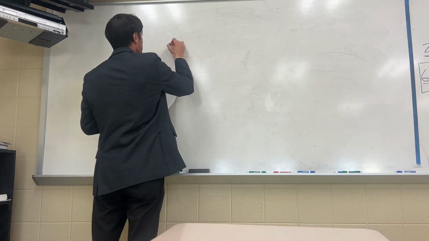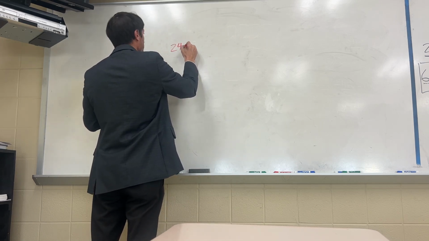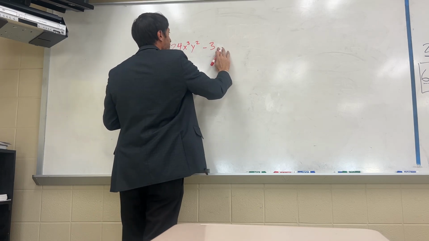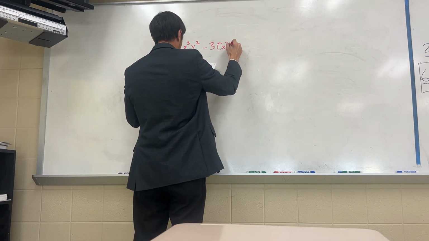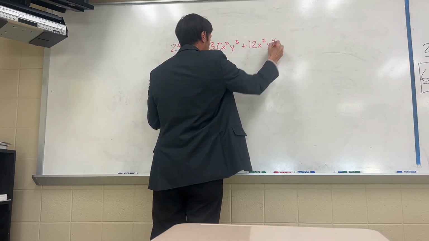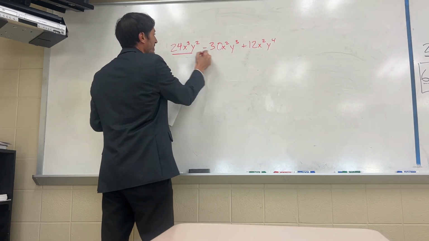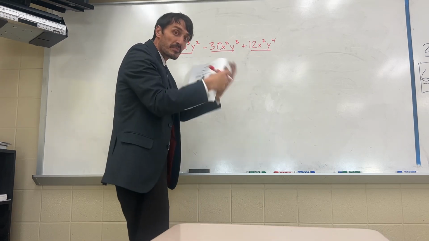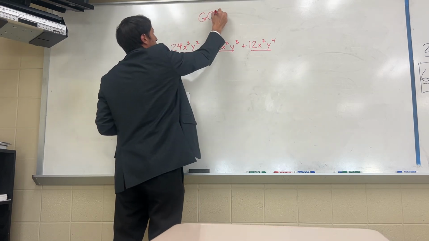So number 14, we did this in class: 24x cubed y squared minus 30x squared y cubed plus 12x squared y to the 4th. We're asking what number will divide 24, 30, and 12. We want the biggest number. We want the GCF, the greatest common factor.